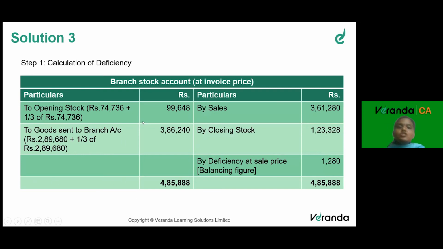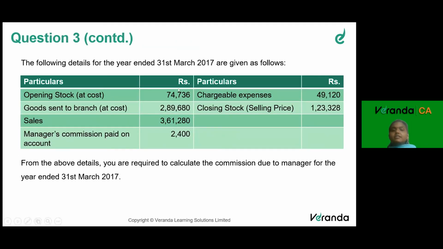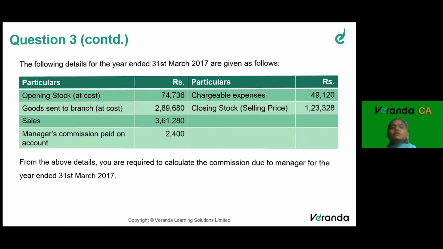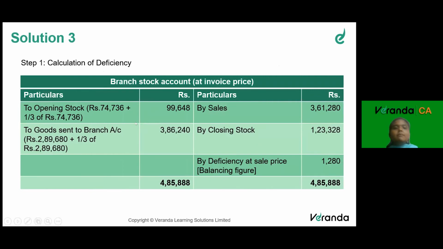Now, branch stock account at invoice price. So everything is at invoice price. The opening stock is given. How did we find out 74,736? It is given here, and this is at cost. So now you need to find out everything at the invoice price. Invoice price means, as you all told me, one fourth on sales means gross profit is one third on cost. So just calculate on this cost value; one third on that gives my invoice price opening stock. So 74,736 original cost plus the profit portion of that. The opening stock at invoice price is 99,648.